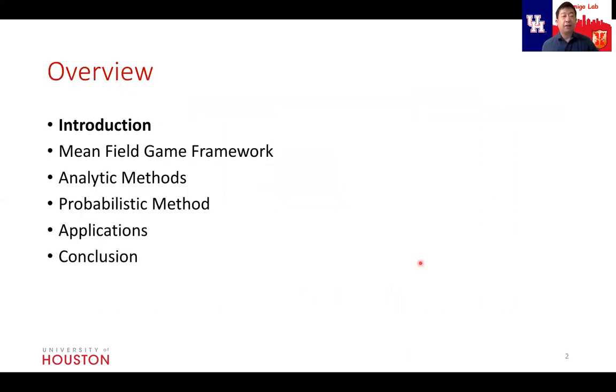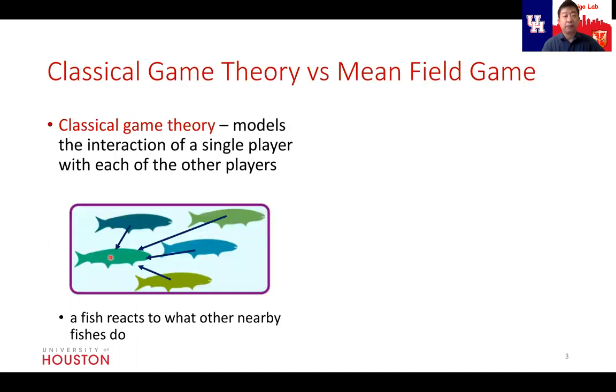So here is the outline. First, we have the introduction. Then we give the mean field game framework to see what the story is there. Then we have two types of solution: analysis method and probability method. And finally, we briefly talk about the applications and the conclusion.